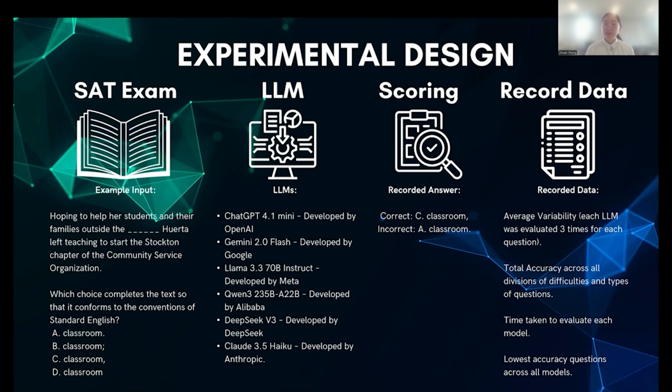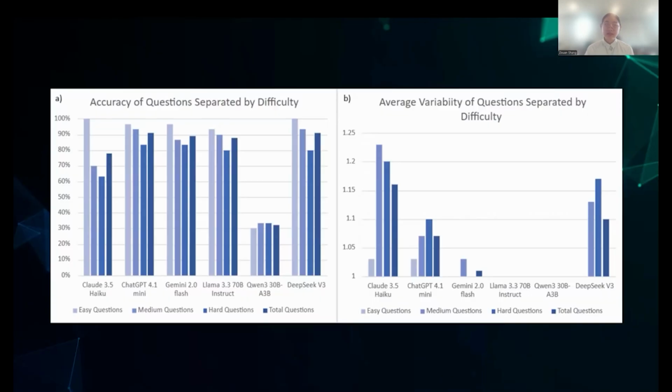And then we also recorded the total accuracy across all divisions of difficulties and types of questions, and then time taken to evaluate each model and the 10 lowest accuracy questions across all models. Here's basically the results graphed.